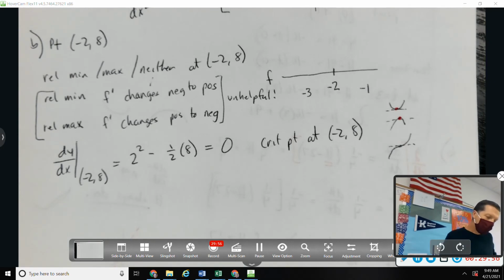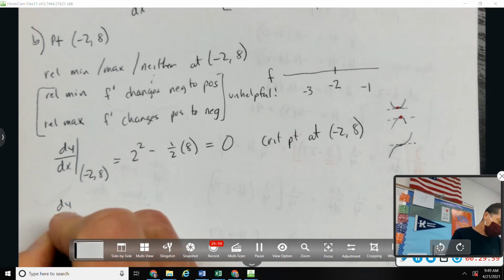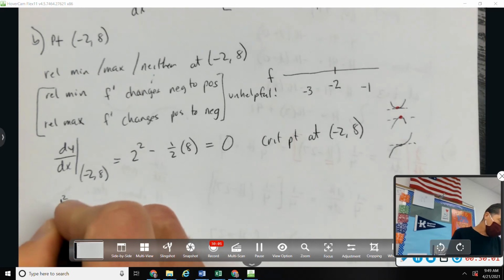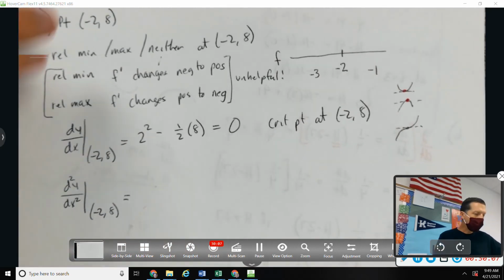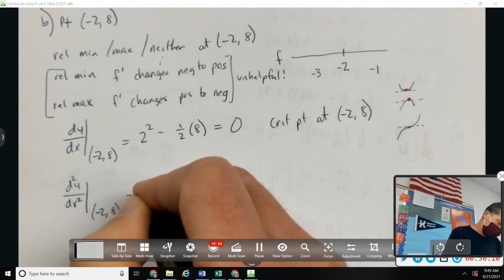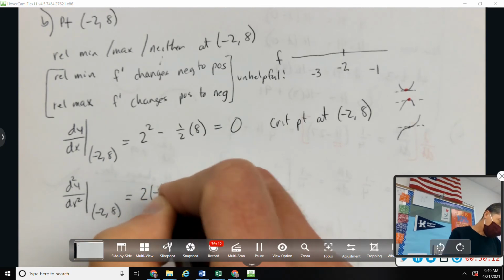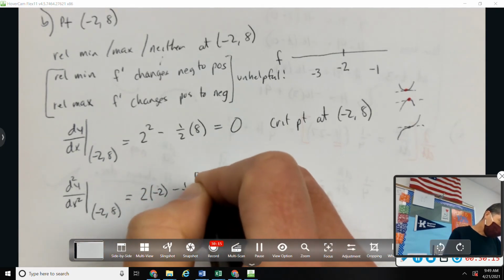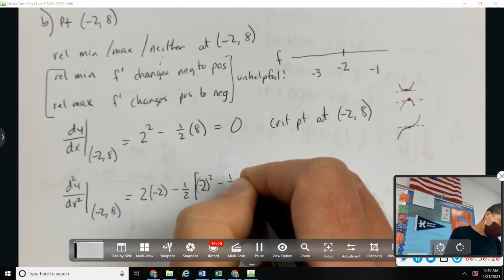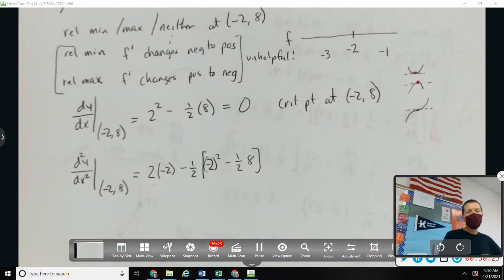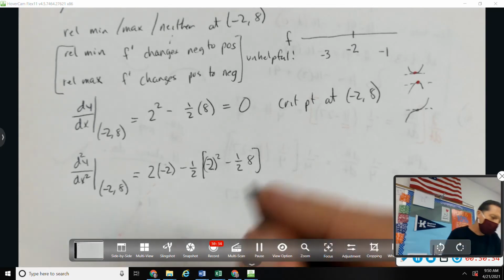So let's do the second derivative test at (-2, 8). We already have the second derivative: 2 times x minus 1/2 times x squared minus 1/2 y. I can't really safe stop that here because I need to know if it's positive or negative, if we're concave up or concave down.